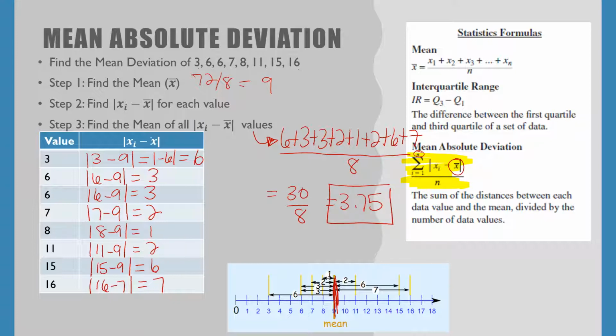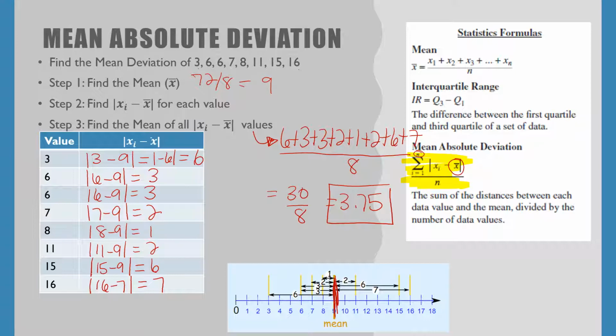So this tells me that, on average, each one of these data points is approximately 3.75 units away from the mean. Okay? So that's what that data is showing me, using the mean absolute deviation.